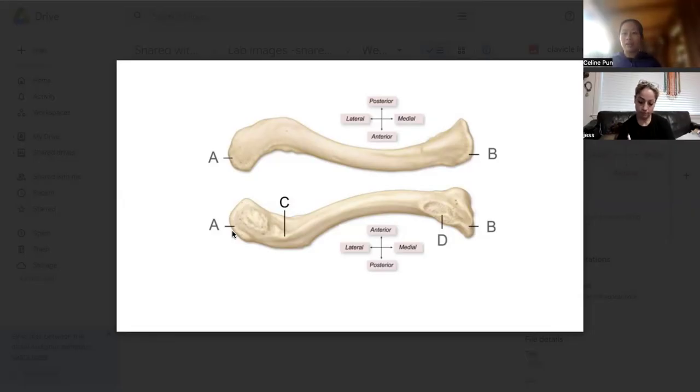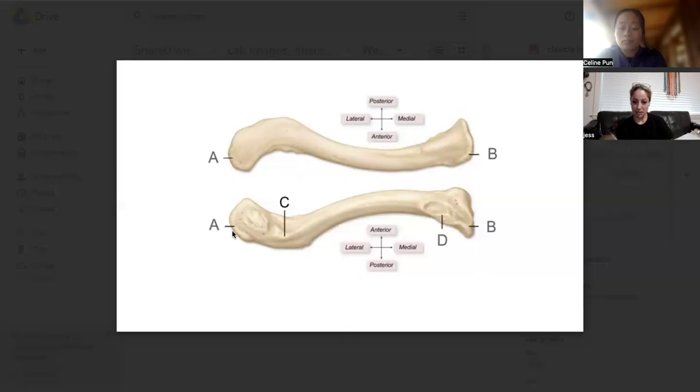So you're asking which is the closest to your midline? B. And which is the most lateral, the furthest from your midline? A. Yeah, you got it. So then D would be the lateral.